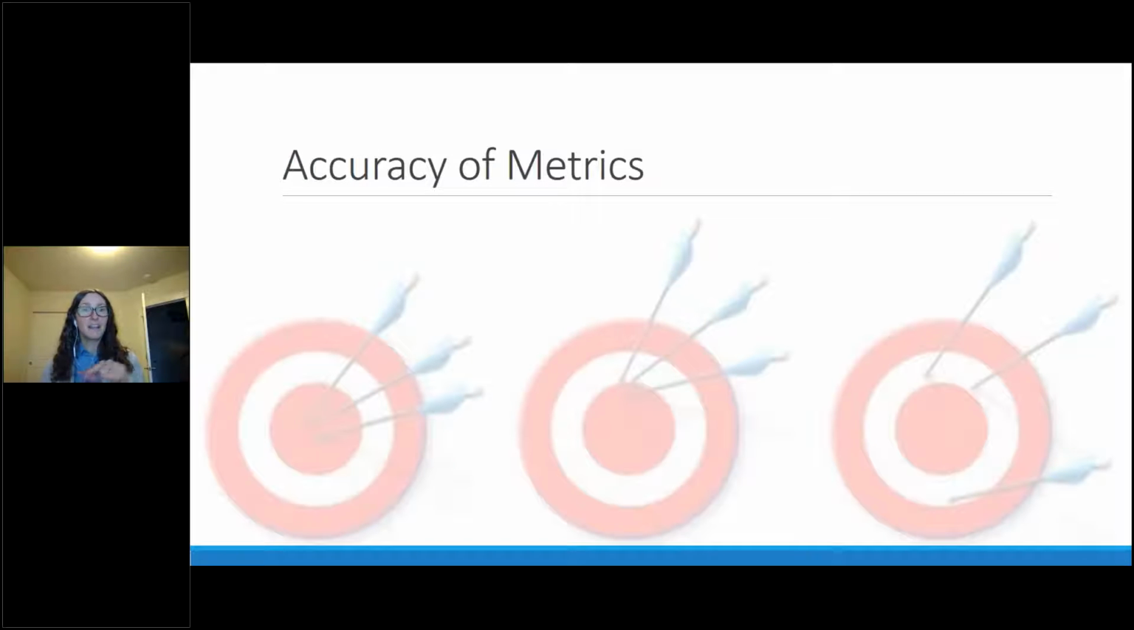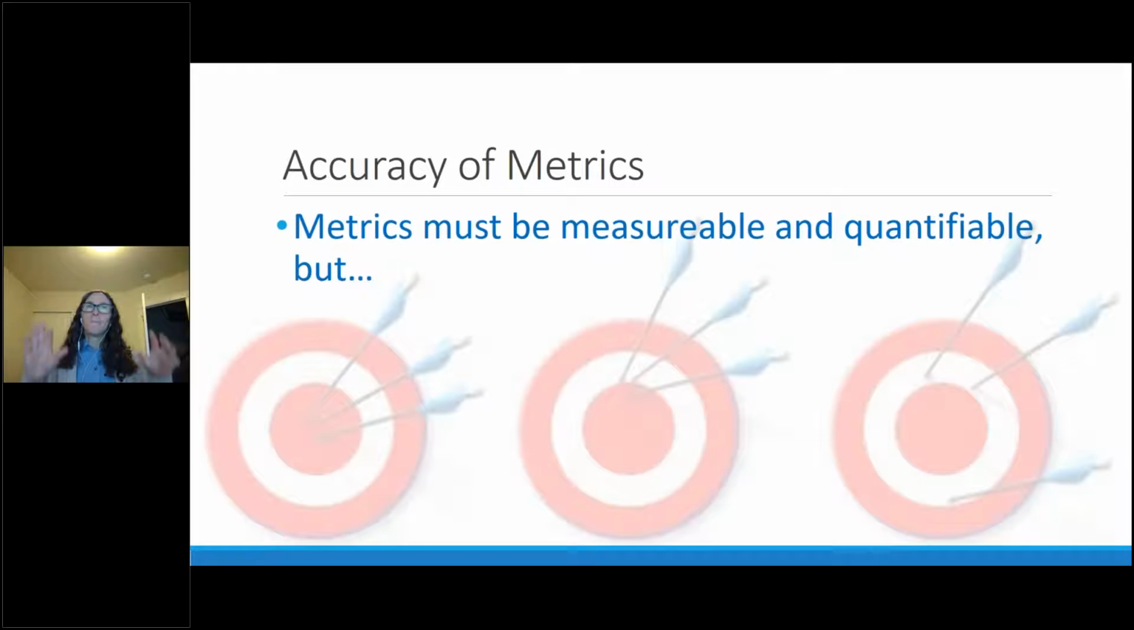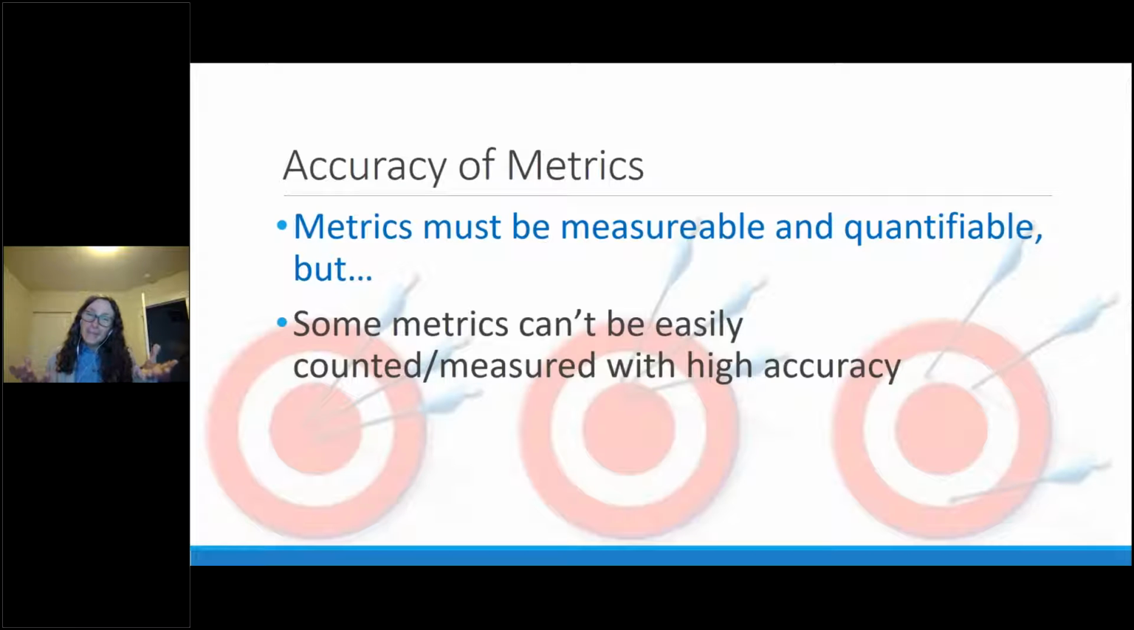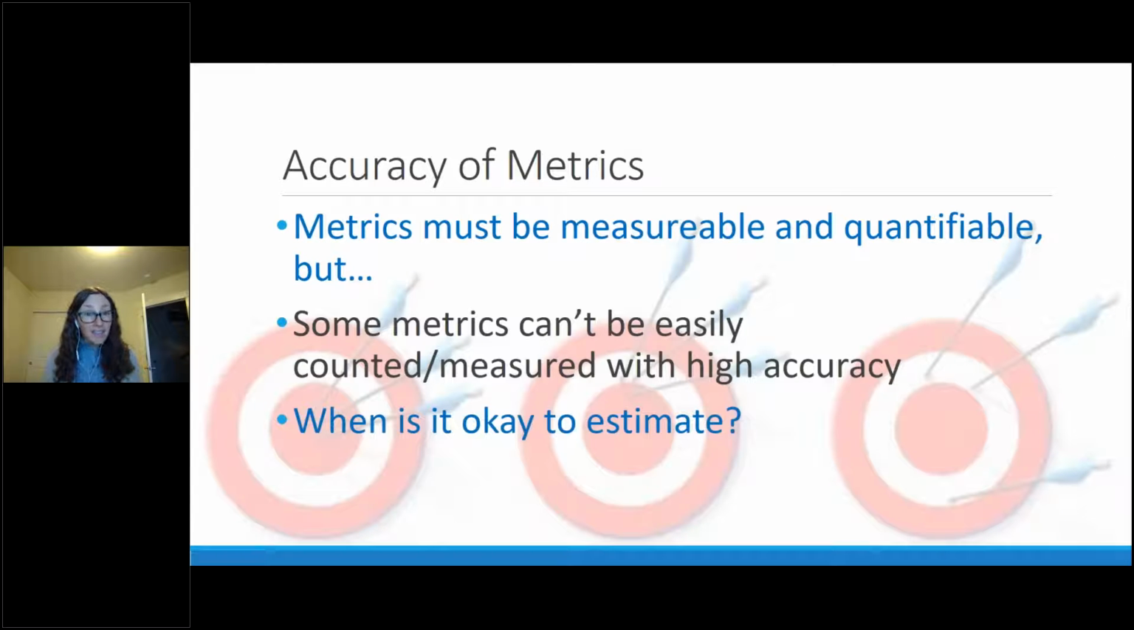And in the same vein, we talk about the accuracy of those metrics. So thinking through, yes, these metrics need to be measurable and quantifiable in some way. But as we just said, some metrics can't easily be counted or measured with very high accuracy. So we come down to, when is it okay to estimate? And granted, everyone here has estimated a metric at some point. Most commonly, I'm guessing it's the landowner contact estimate that many of us have to do.